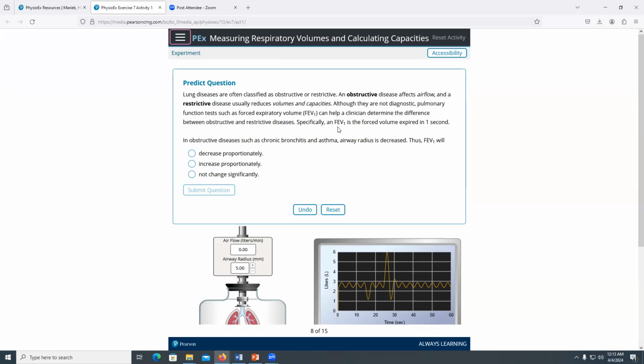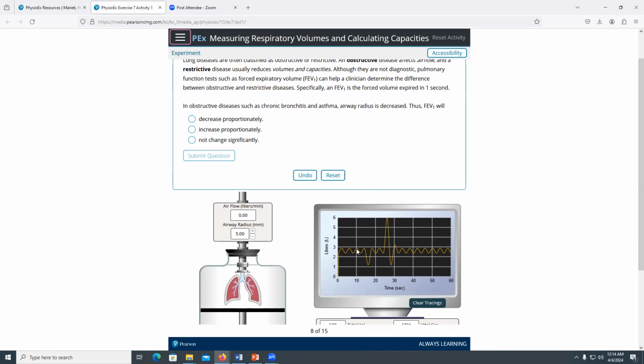Specifically, the forced expired volume in the first second is the forced volume expired in 1 second. So in obstructive disease, such as chronic bronchitis and asthma, airway radius is decreased. When I decrease the radius, I know that the flow of gas will drop.